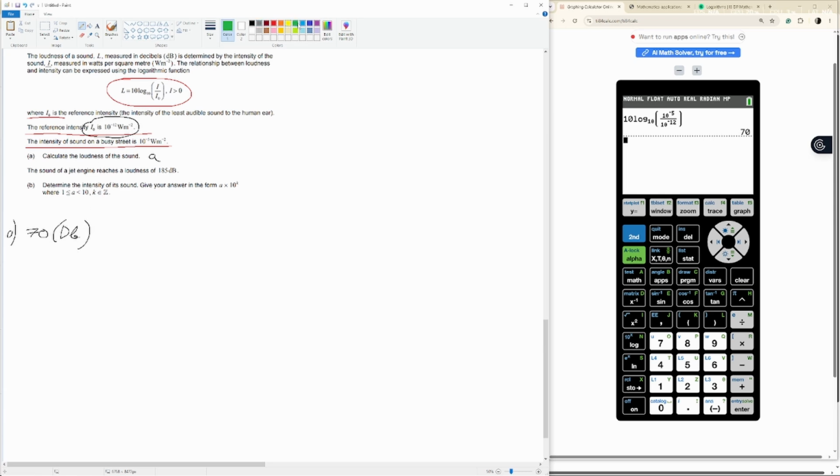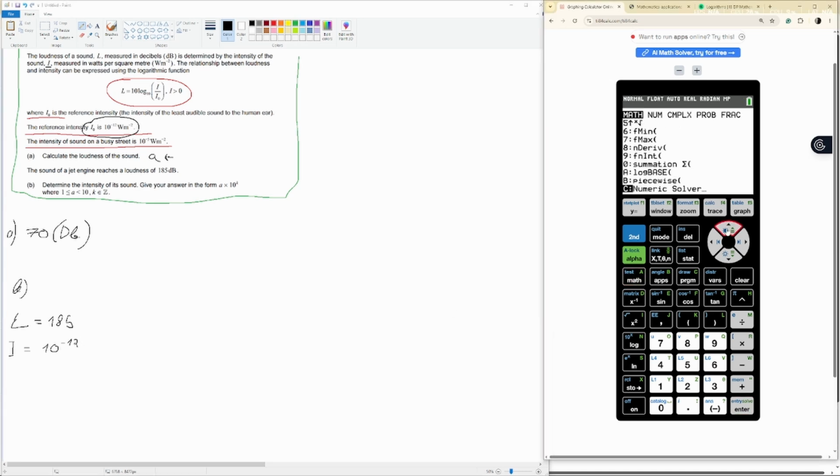These types of exercises are actually very common in your paper 1, where the first part is simpler, however the second part requires more thinking. So in this case you're given that the sound of a jet engine reaches a loudness of 185, so you're already given that L is equal to 185. However, now you need to determine the intensity. We also know the reference intensity, and that's 10 to the power of negative 12.